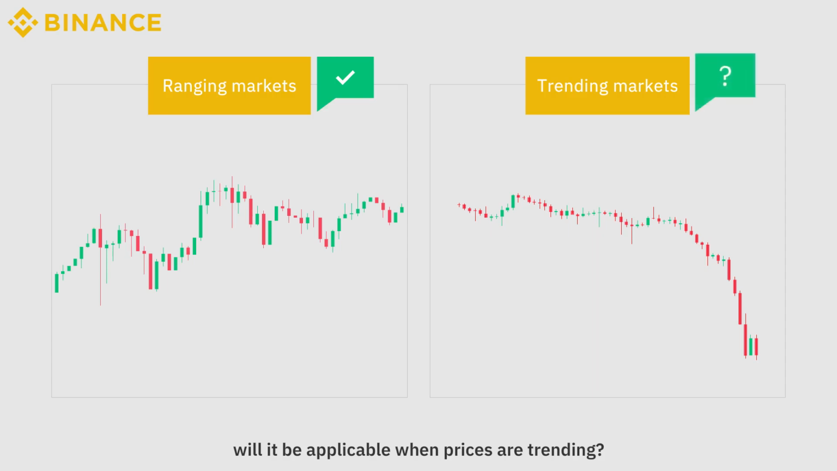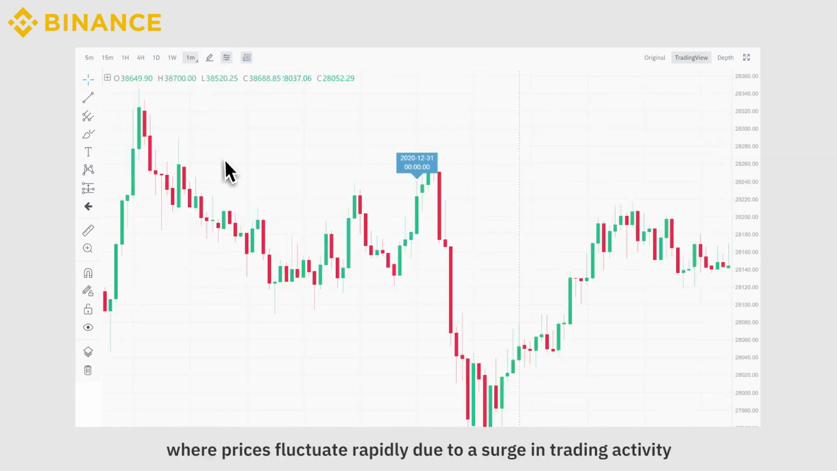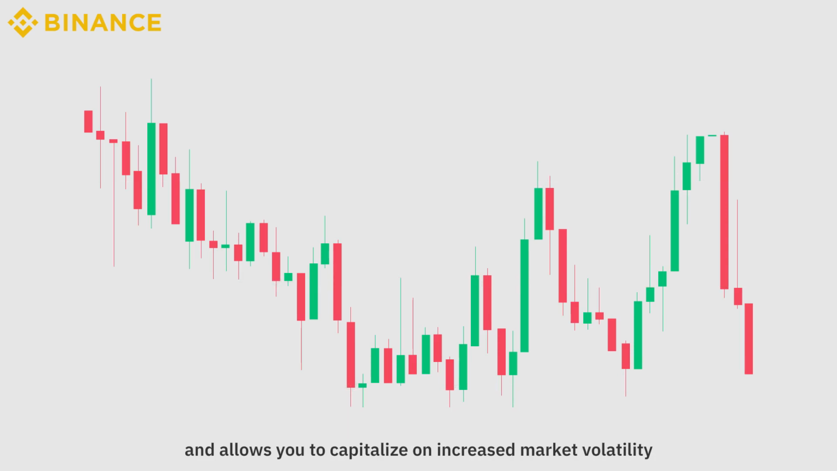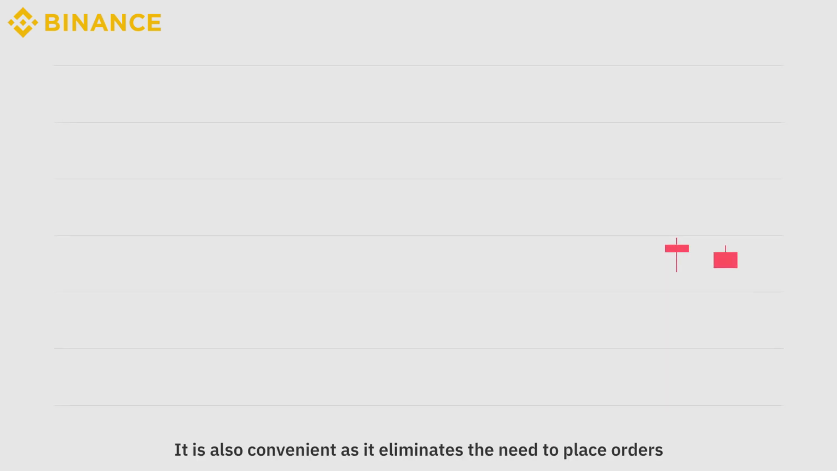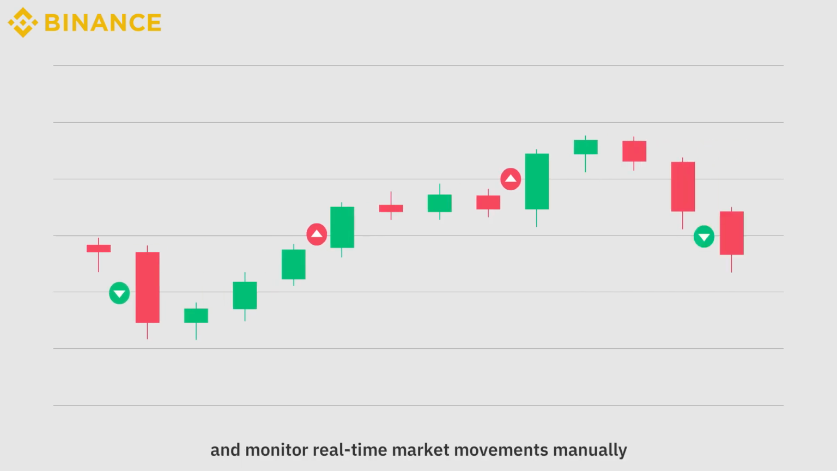But the question is, will it be applicable when prices are trending? Even in trending markets, volatility continues to exist, especially in short time frames where prices fluctuate rapidly due to a surge in trading activity. Grid trading benefits from small price changes and allows you to capitalize on increased market volatility. It is also convenient as it eliminates the need to place orders and monitor real-time market movements manually.